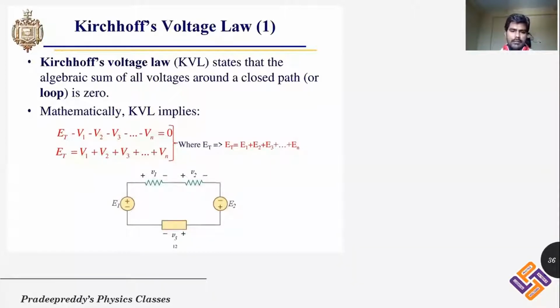Students, in the previous video lecture, we have learnt about Kirchhoff current law. Continuation to that, we will be discussing Kirchhoff voltage law here. Kirchhoff voltage law. So, before learning about voltage law, first let me define what is a loop.